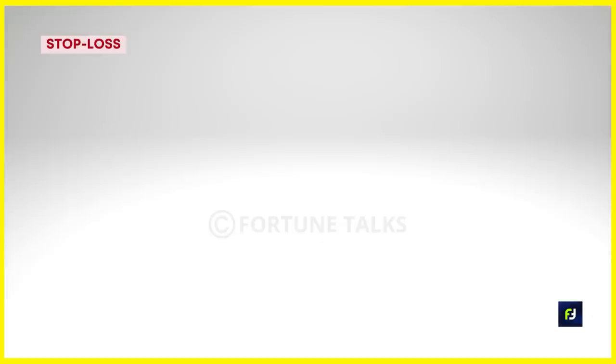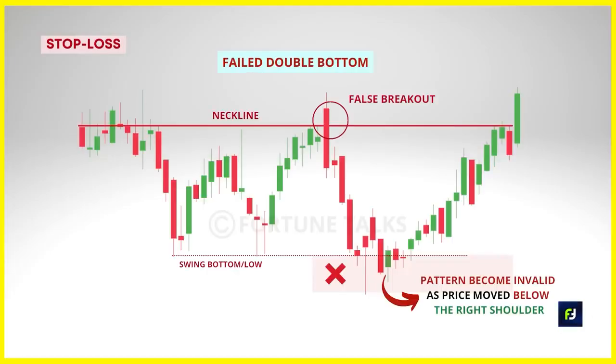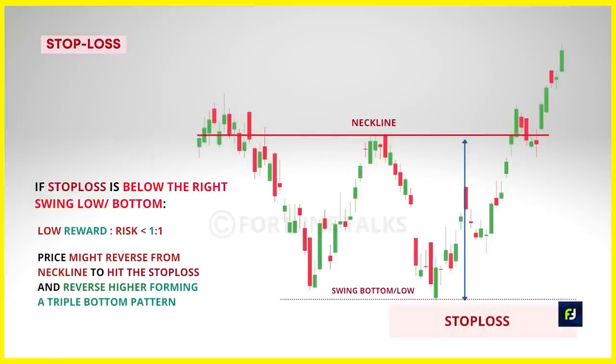Now let us talk about the placement of stop losses with respect to our entry criteria. The double top pattern becomes invalid when the price reverses from the neckline and closes below the swing low of the pattern. And if you were to place your stop loss based on this idea, then the stop loss would be too large and you will incur huge losses, and moreover the price could reverse from the swing low and move higher again, forming a triple bottom pattern. So where exactly should you place your stop loss?